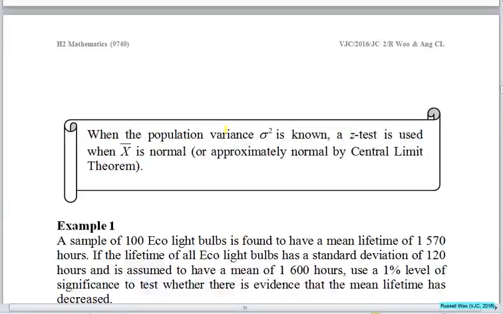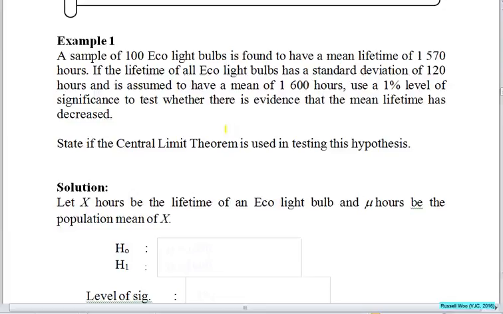Okay, let's go to the example. Example 1.